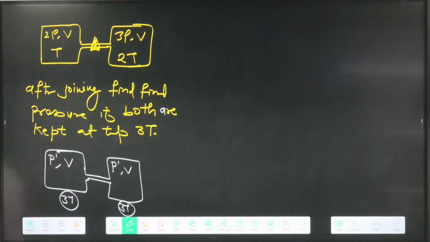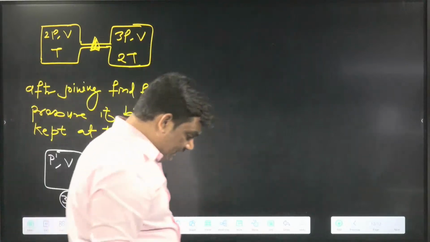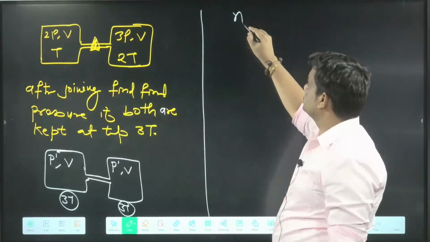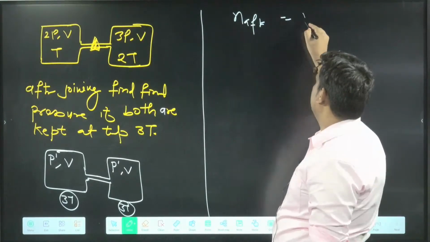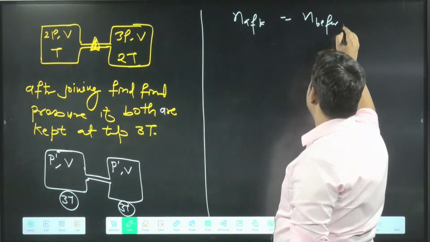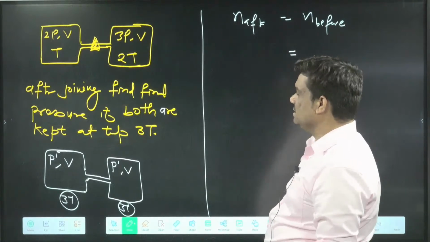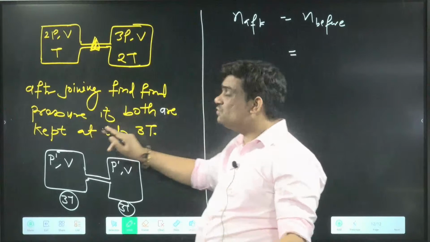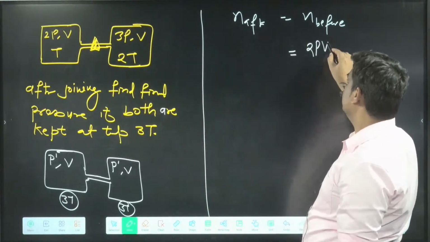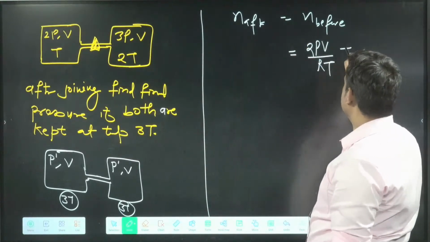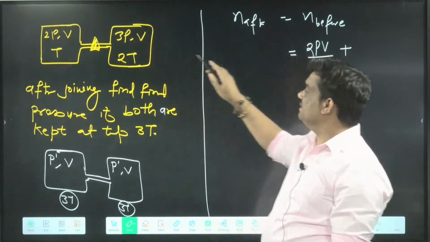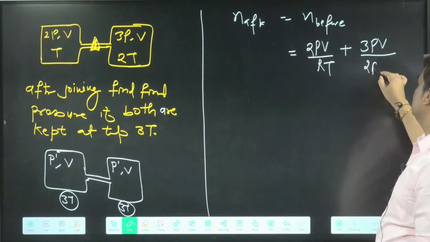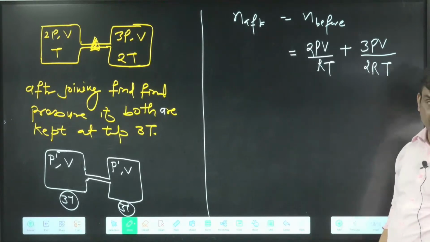Okay. So now we'll use the same principle: before is equal to after. Before, the moles in this one, pressure is 2P, so we can write 2PV by RT. So I will put here 2PV by RT, and here I can write 3PV divided by 2RT. Okay, this is the before.